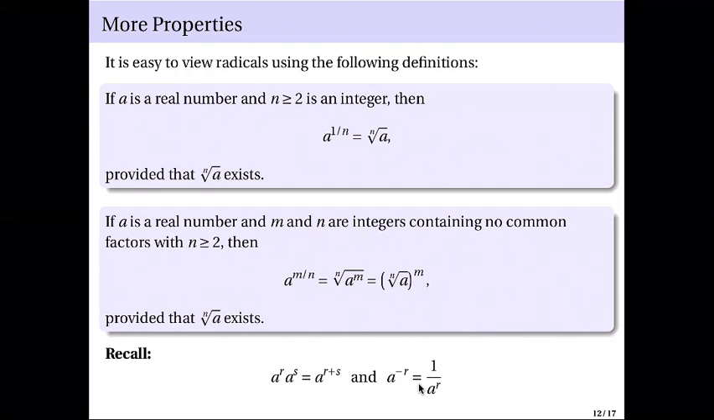So now let us work on simplifying expressions, okay, with the use of these radicals, or with the use of exponentials with fractional exponents.